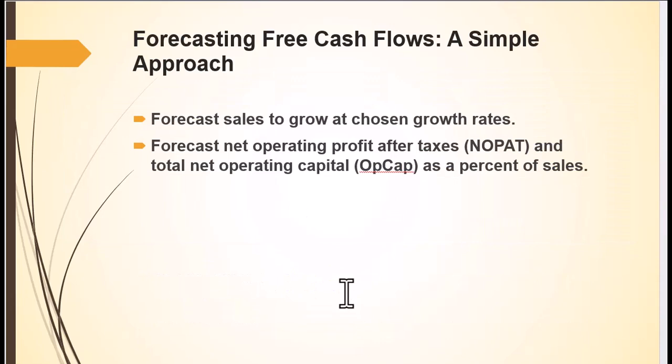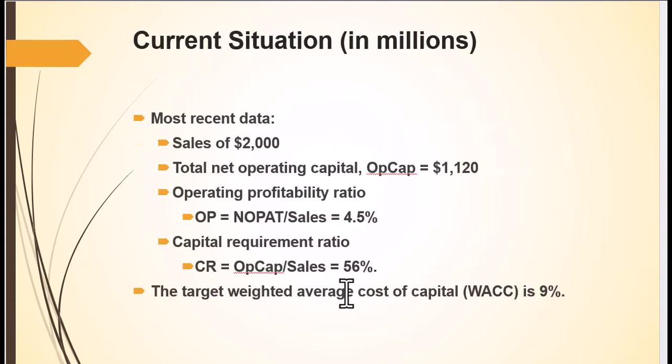How do you forecast free cash flows? Well, what's the simplest approach, right? We can forecast sales to grow at chosen growth rates. If you can forecast sales, you can forecast net operating profits after taxes and total net operating capital. We have that variable ratio we talked about before, and we can look at that as a percentage of sales. And then we can plug that into our formulas.